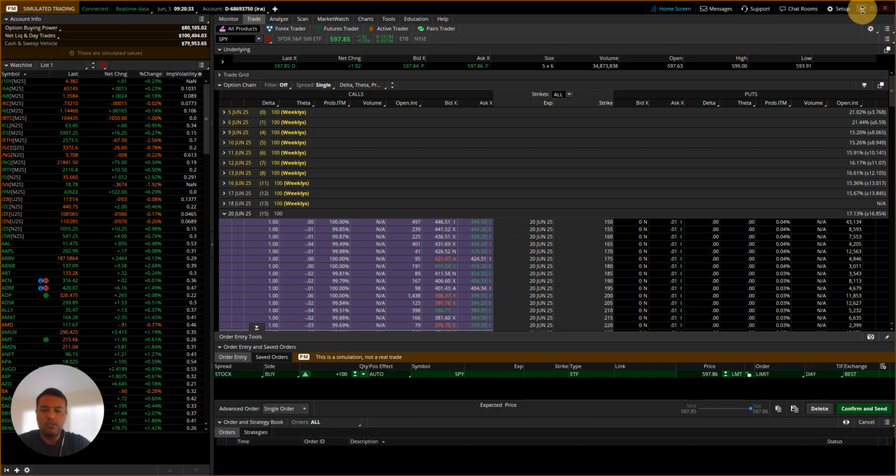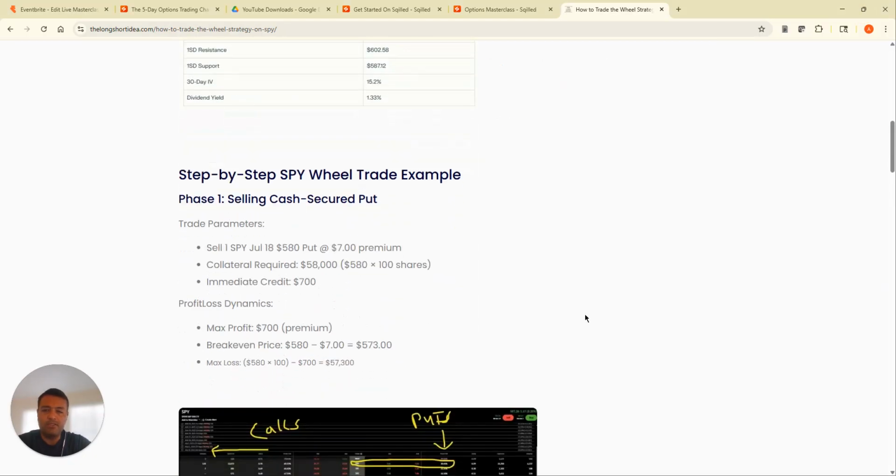But let's go through some theory first. Okay, step by step. First thing we do is we sell a put option. Now, I would go out and sell it at 45 days expiration. That's my go-to, that's my sweet spot. I like that because I get enough premium and I don't have to worry about the trade too much. I only look at it for like 5, 10, 15 minutes a day, and then I don't really need to do much with it.